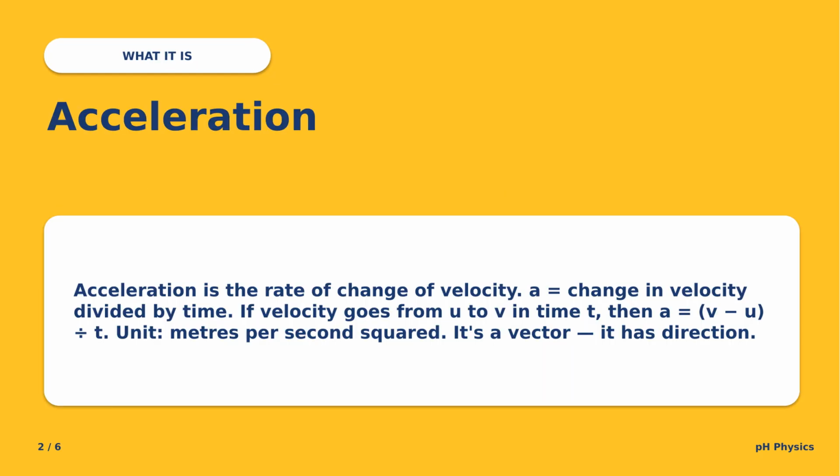Acceleration is the rate of change of velocity. So a equals change in velocity divided by time. If velocity goes from u to v in time t, then a equals (v minus u) divided by t. The unit is meters per second squared. It's a vector. It has direction.